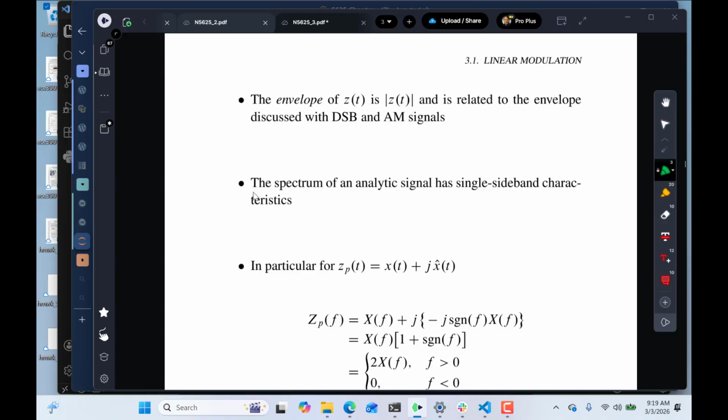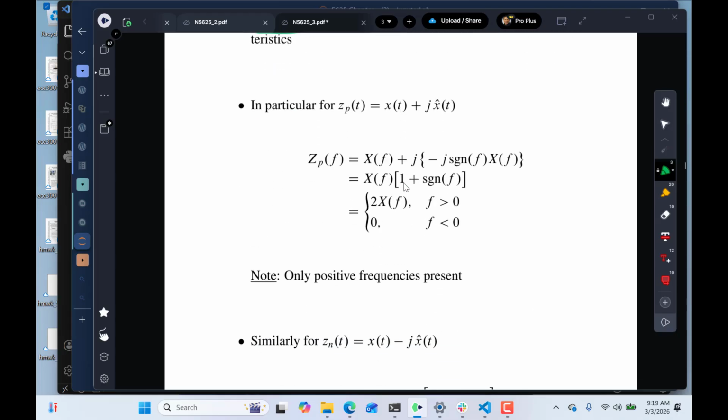And in particular, for right now, we're talking about using an analytic signal to see that it does indeed have single sideband characteristics. So if we form a standard analytic signal where we just take x and x hat, because of the signum function being positive and negative, it switches at 0. We get this going on here. We end up with just the signum function. When we bring the j and the minus j together, we have j times minus j is 1. So we have 1 plus signum.